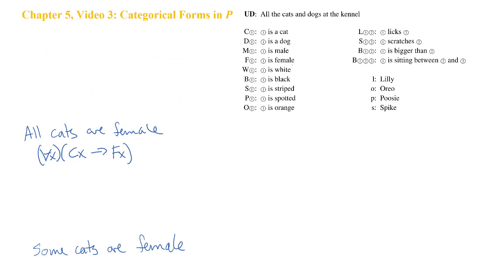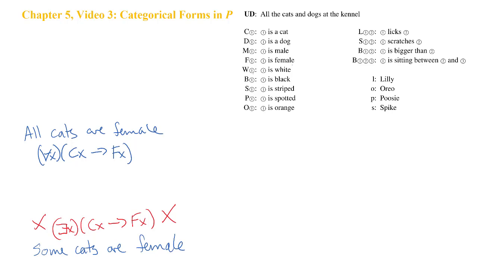Some cats are female. Now again, we can't just do this because that would include the dogs, and we don't want to include the dogs in our translation for some cats are female. So again, we need to sort of focus in on the cats. If we follow the pattern of the translation above, we will also make an error. If we combine the existential with the conditional, we're going to get a problem here. What the symbolic sentence says is there's at least one thing such that the following conditional is true.